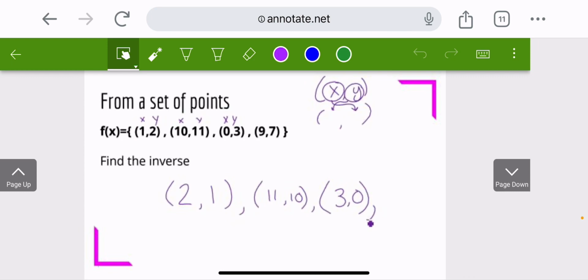How about this last one? 9, 7 is going to become what? 7, 9. Not super complicated.